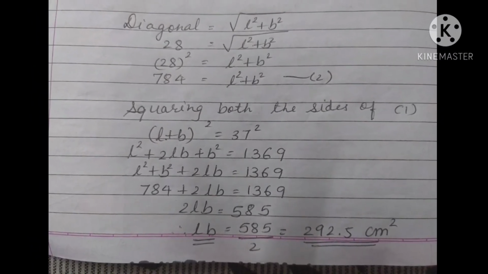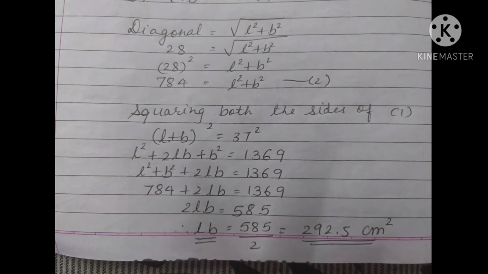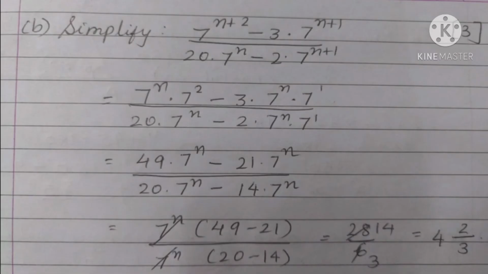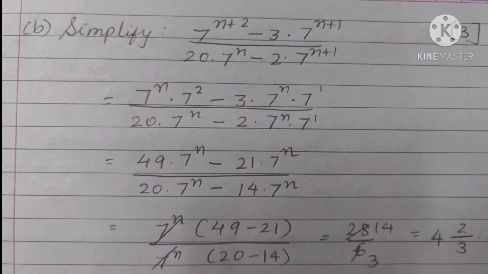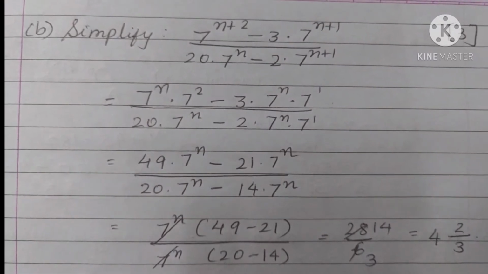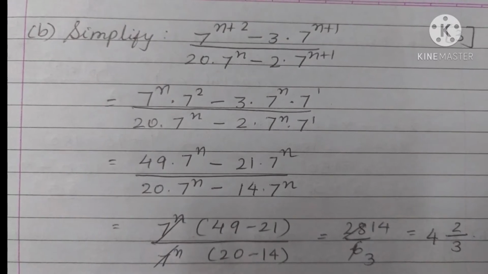So we get here our final answer, 292.5 centimeter square. Now question B, simplify: 7 raised to n plus 2 minus 3 into 7 raised to n plus 1, in division, 20 into 7 raised to n minus 2 into 7 raised to n plus 1. This is a 3 marks question. Here first of all we will split the powers.